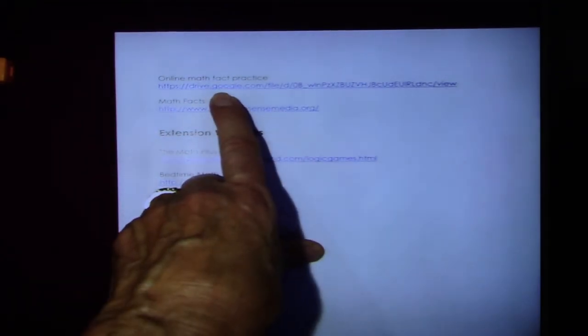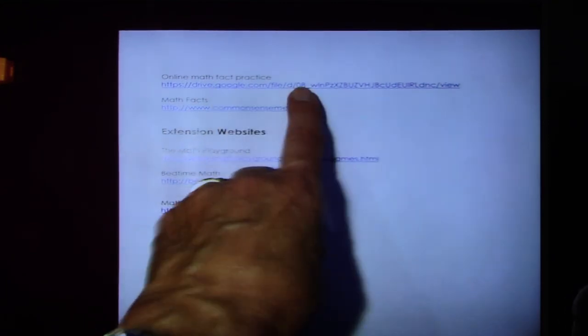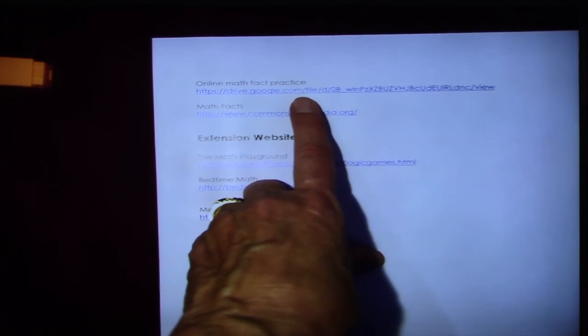Your last page. As I mentioned, your kids should know their addition and subtraction facts to 10 automatically, and they should be pushing towards 20. We're about halfway through the year. It's time to start playing games. This online math fact practice, sorry, you're going to have to type that all in. I don't have a way of electronically giving it to you, is a page that has about 5 games on it that they can play.